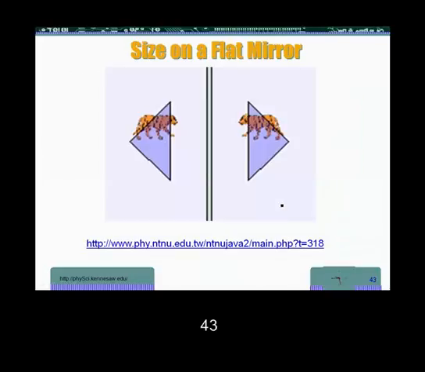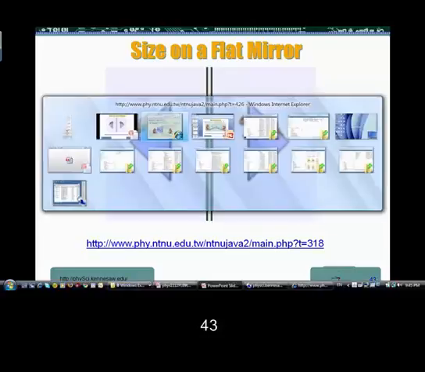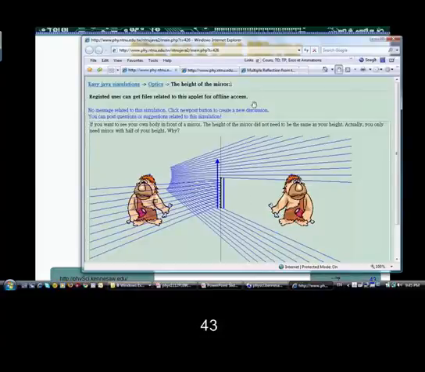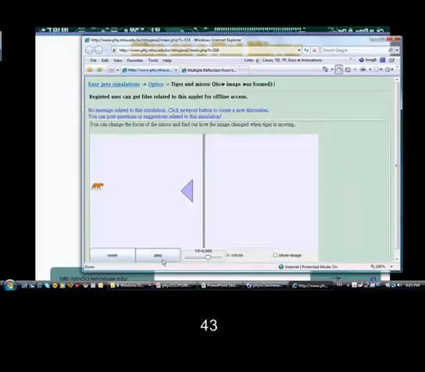Okay. Another interesting thing that's worth looking at, it does not involve calculations, but it's interesting. Okay, we have here a tiger walking towards a mirror and walking away from it. With a flat mirror, the image of the tiger is the same, no matter how close to the mirror he gets or how far away from the mirror he gets.